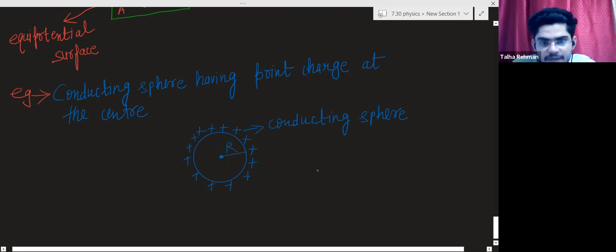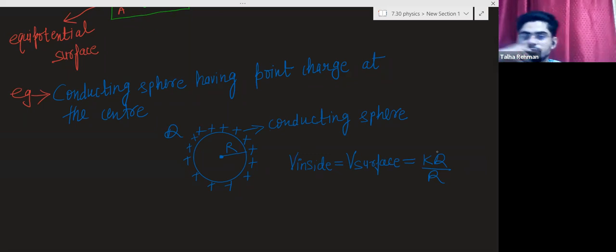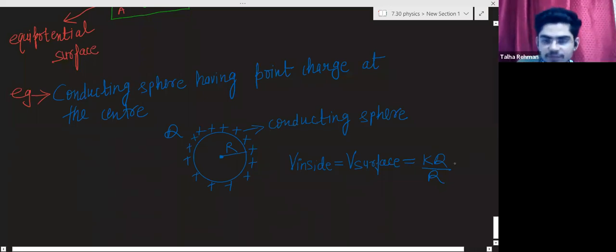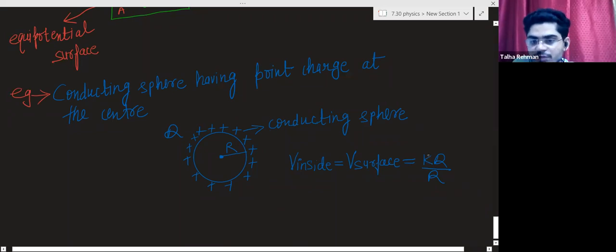This is radius r, and now we have a formula. If I want to calculate the potential inside or the potential on the surface, the formula will be K times the charge on the surface Q divided by R. So Harsh, will this potential be constant or not? Yes, constant, because K is constant.